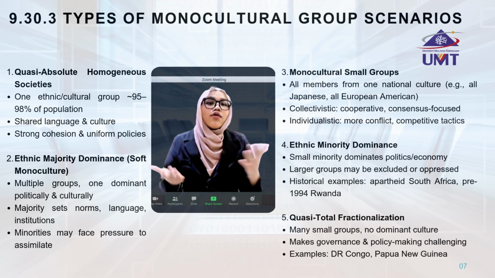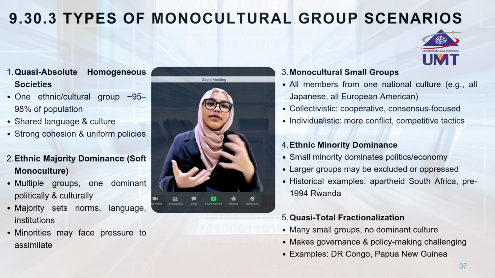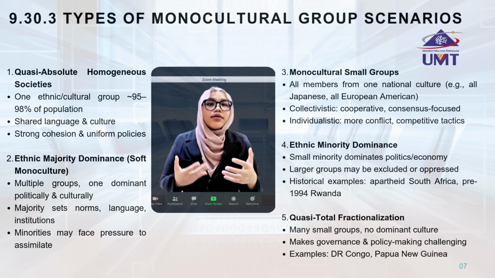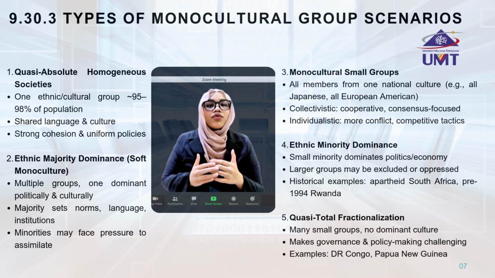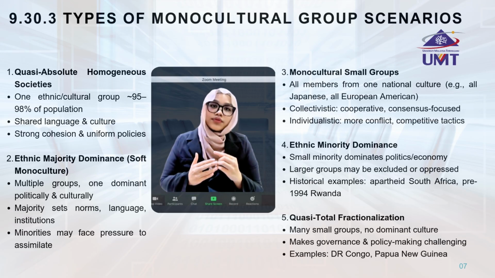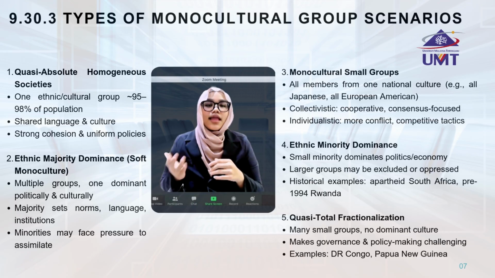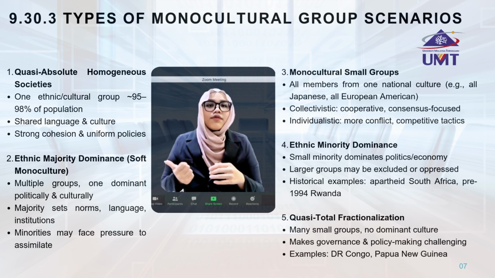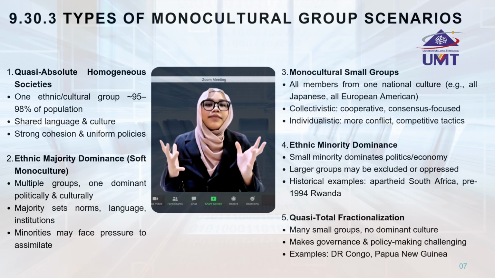Now, there are several types of group scenario. So why am I explaining these types of scenarios? So that we can see how it happens in real life and how monocultural groups are categorized. So firstly, quasi-absolute homogeneous societies. These are countries where one ethnic and cultural groups makes up about 95 to 98% of the population, with a shared language and culture. Such societies enjoy strong social cohesion, uniform education, and fewer internal cultural division. Examples include Japan, Germany, and Scandinavian countries during their main development phase.